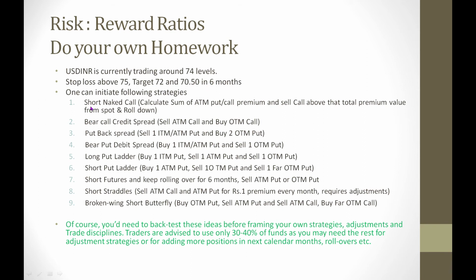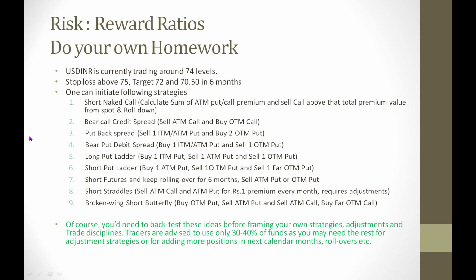So one can short naked call. Basically, you can calculate the at the money put and call premium, and it's usually around 50 paisa. So 50 paisa for put and 50 paisa for call, which is 1 rupee. So typically we go 1 rupee away from whatever price it is traded. If it's trading at 73, 75, then we would go to 74, 75 and short that naked call, or we can short 75 call as well.